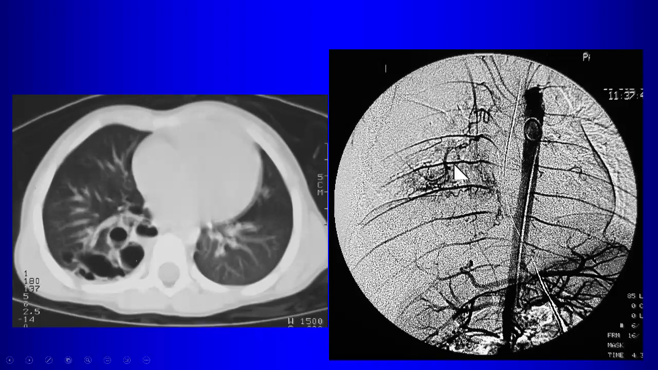Well, what are these guys? Those are intercostals, right? And also these tangled vessels coming off the intercostal arteries that are supplying this lesion. So this has a systemic arterial supply, right? So what is this lesion?